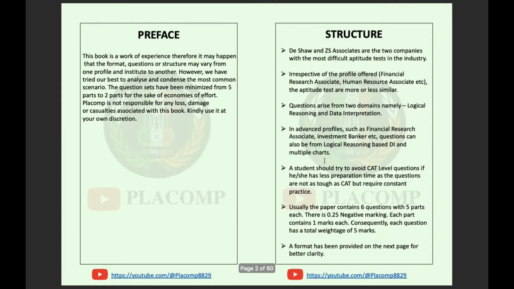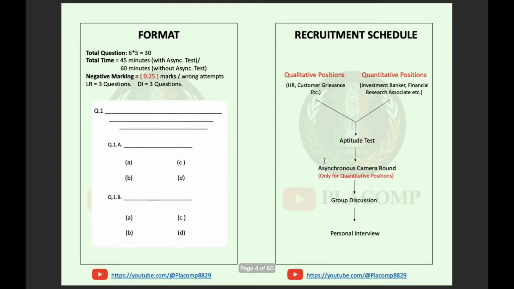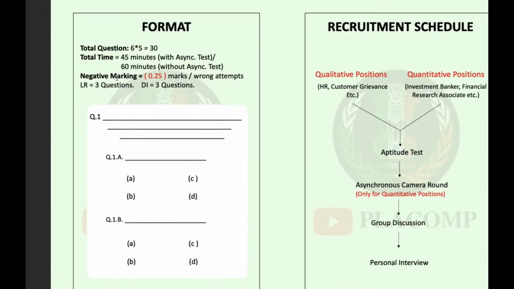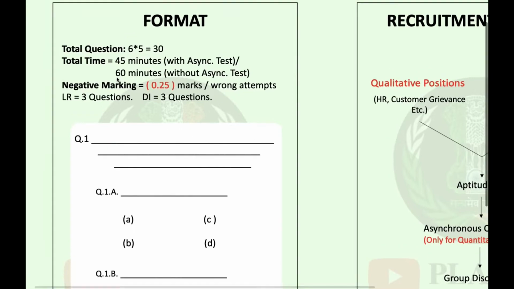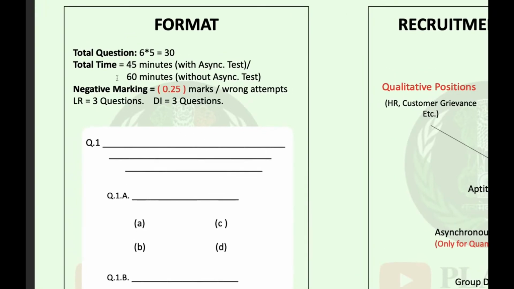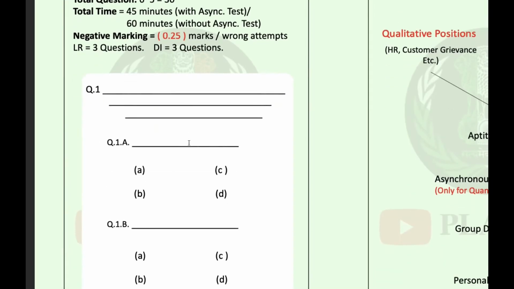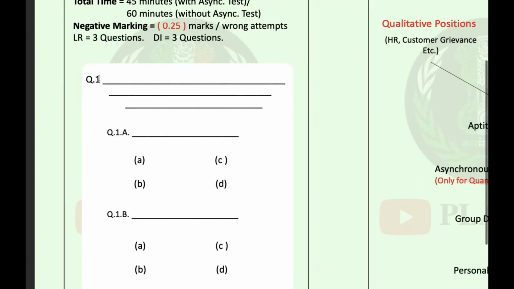So here is the PDF. Let us go directly to the format. Now here, you will have the total number of questions as 6. There would be 6 questions, and each question will have 5 subparts, which would make a full mark of 30. You can just have a glance over here. The question will be given over here. One question could be in data interpretation or logical reasoning. We'll be talking about that in later parts.